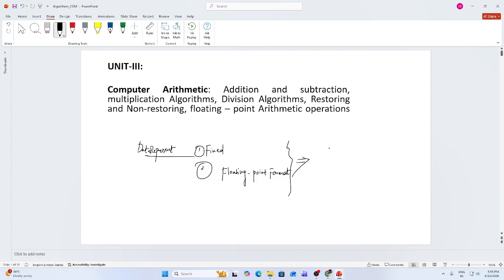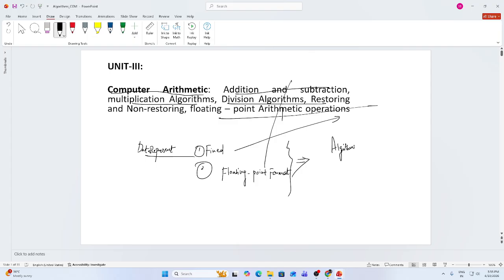In this part of the unit, we are going to focus on how to perform the basic computer arithmetic once we represent data with fixed point and floating point. If we represent data in fixed point, how to perform addition and subtraction, how to perform multiplication, how to perform division. Similarly, when you represent data in floating point, how to perform addition, subtraction, multiplication, and division. For these basic computations, we define algorithms.